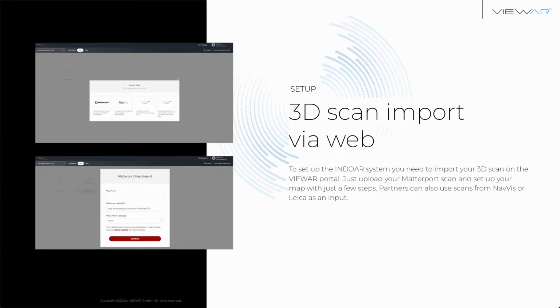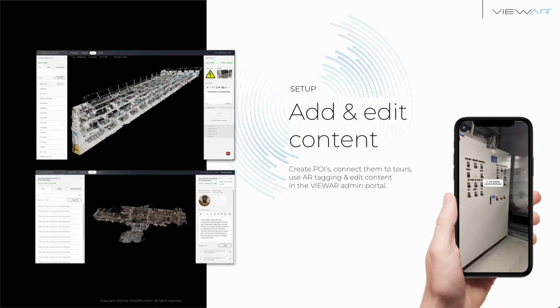You can then use our web portal to import the scan, as in providing the URL or uploading E57 files. Once you have uploaded your scan, you will be able to add and edit content on the web portal, as in placing points of interest and editing the content for points of interest.